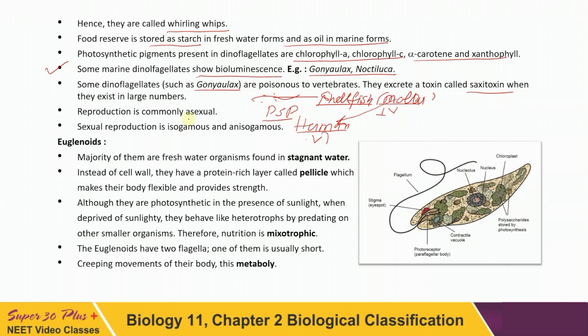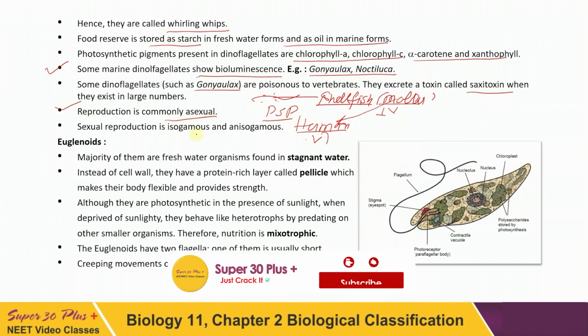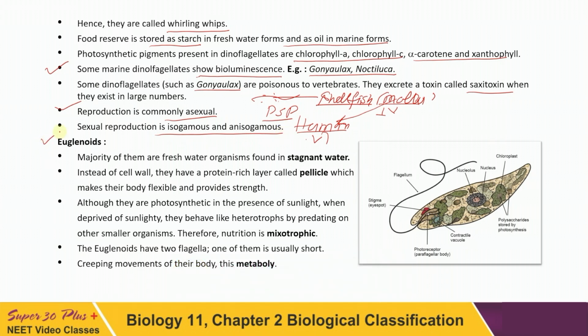Reproduction: asexual is common. Sexual reproduction is isogamous to anisogamous. Is it right? Come to the next now. Very interesting one, that is euglenoid. These are known as slipper-shaped organisms.